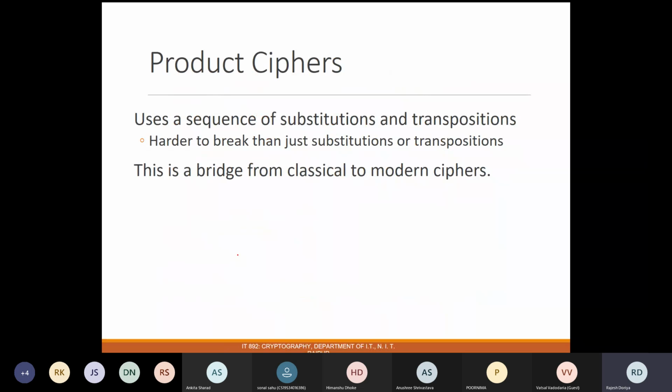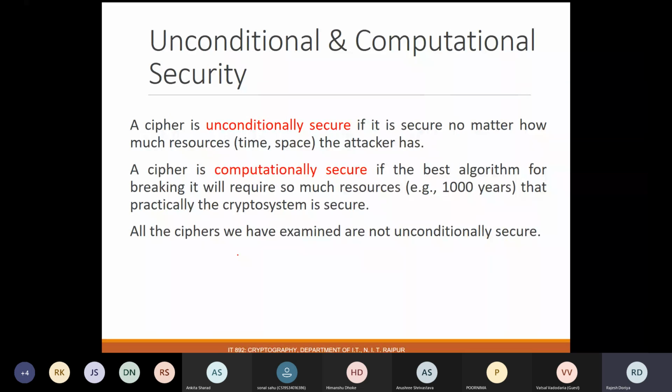Then in product cipher, as we have discussed earlier, we use the combination of substitution cipher along with transposition cipher. I'm just giving you the brief of these things because in the next class I'm going to discuss the Data Encryption Standard and Advanced Encryption Standard. Those are examples of product cipher, and those are very important, so we'll spend more time on that.